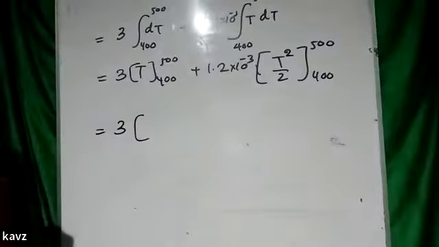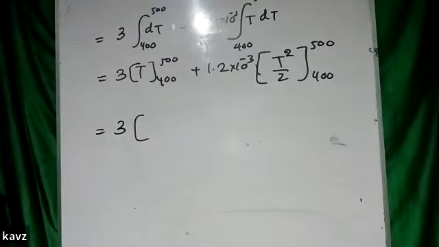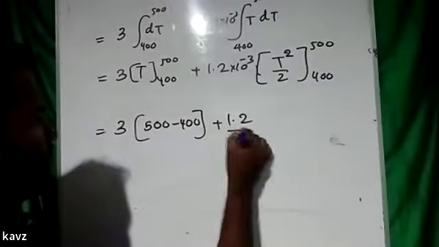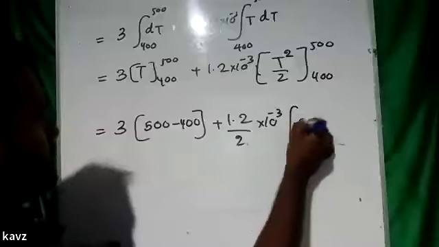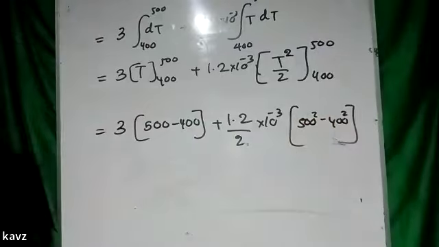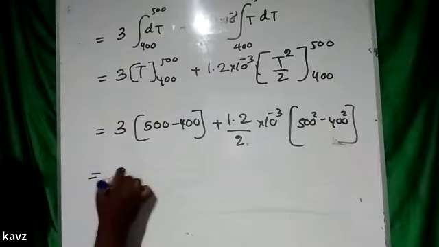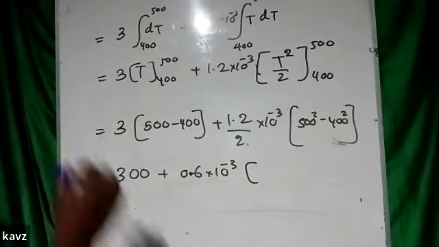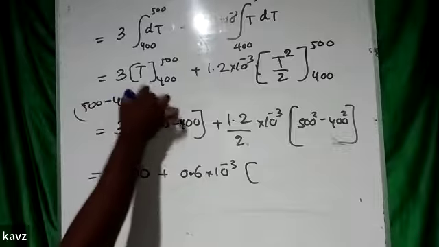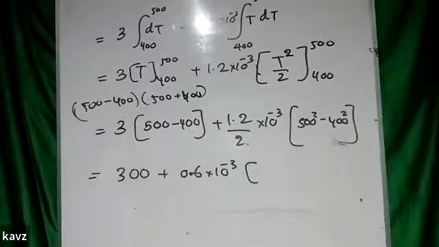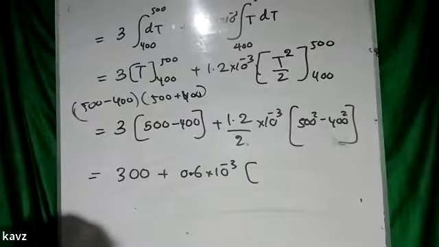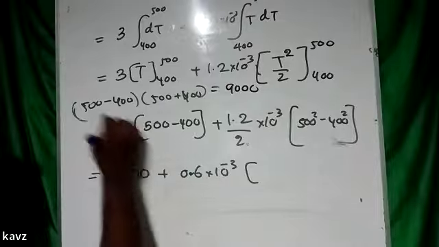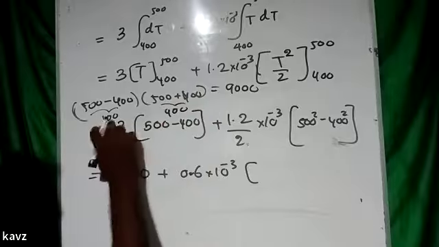So 3 times, I'm applying the upper limit minus the lower limit. I'm taking this thing out of here, and it says 500 squared minus 400 squared. Clear? Okay. 300 plus 0.6 times 10 to the power minus 3, and 500 squared minus 400 squared you can write as 500 minus 400 times 500 plus 400, the difference of two squares. Any questions? So the answer is 90,000.